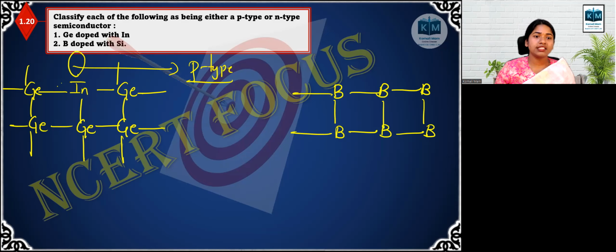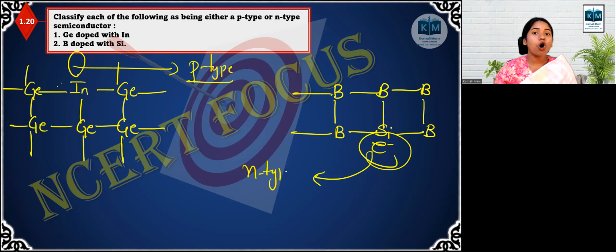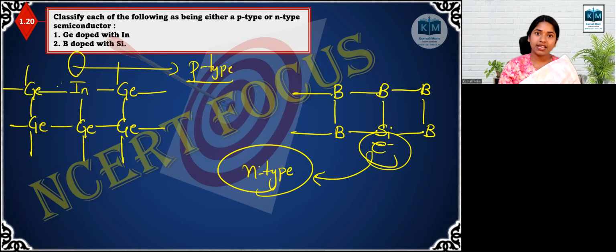What I am going to do now is remove one boron. In that place, I am going to keep one silicon, because we are doping with silicon. Silicon belongs to the 14th group, so it will have 1 extra electron. That electron is responsible for the conductivity. Electrons are negatively charged, so we call them N-type semiconductors. What are these semiconductors, students? Tell me. These are N-type semiconductors. Clear? See the next question.